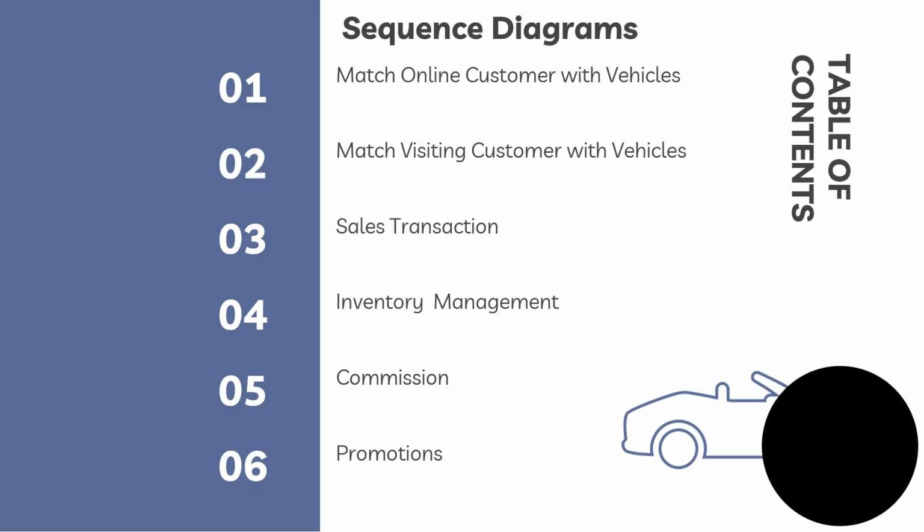So, especially focused on milestone three, I'm thrilled to walk through some key aspects of our project. Sequence diagrams are essential tools for visualizing the interaction and flow of information in our car dealership sales system. They allow us to understand how the different components of the system work together to deliver a smooth customer experience. The key sequence diagrams we developed during the milestone are: match online customer with vehicle, match visiting customer with vehicle, sales transaction, inventory management, commission, and promotion.